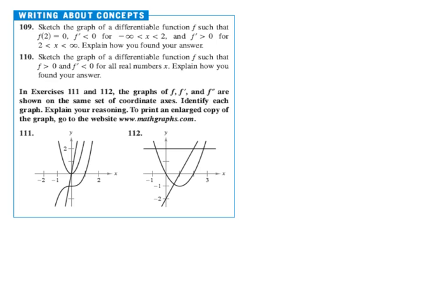So with the first one, number 109, we want to sketch the graph of a differentiable function. That just means it's going to be continuous and smooth, such that f of 2 is equal to 0. So when x is equal to 2, y will be equal to 0. We have that point there. Furthermore, we know that the derivative is less than 0 from negative infinity to positive 2, up to that point.